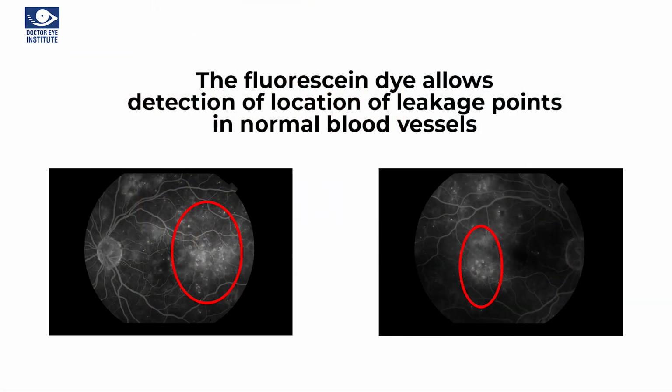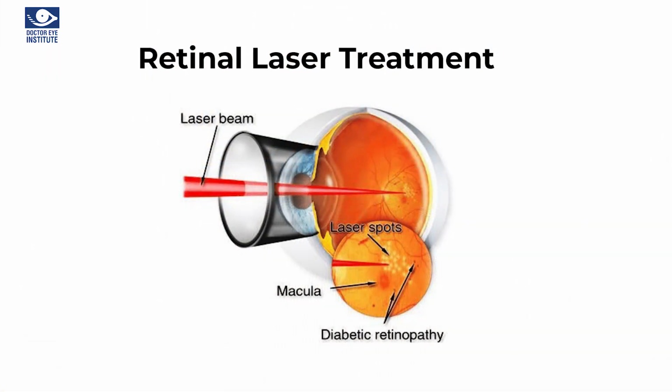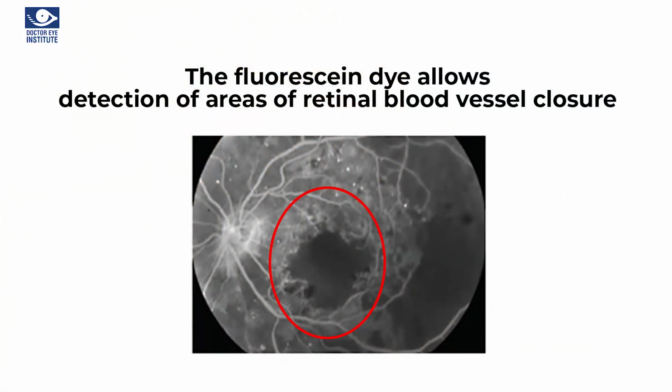Similarly, fluorescein angiography also helps to detect the location of the leakage points in the normal blood vessels of the central retina, resulting in a swelling of the central retina. Sealing these leakage points with the help of retinal laser treatment helps to reduce the swelling in the central retina. Finally, fluorescein angiography also allows for the detection of closure of tiny blood vessels in the central part of the retina, which may also contribute to vision loss in diabetic retinopathy. Thus, in a nutshell, fluorescein angiography helps us to better visualize the vascular changes caused due to diabetic retinopathy.